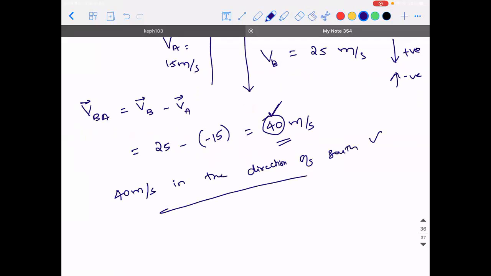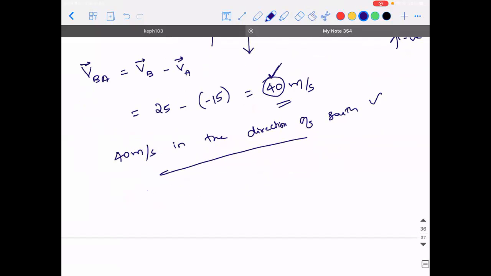This is important. Suppose somebody has taken the upward direction as positive and downward as negative. Then what would they have got? Did anyone do it? Minus 40. So velocity of B with respect to A is minus 25 minus 15. You will get it as minus 40.